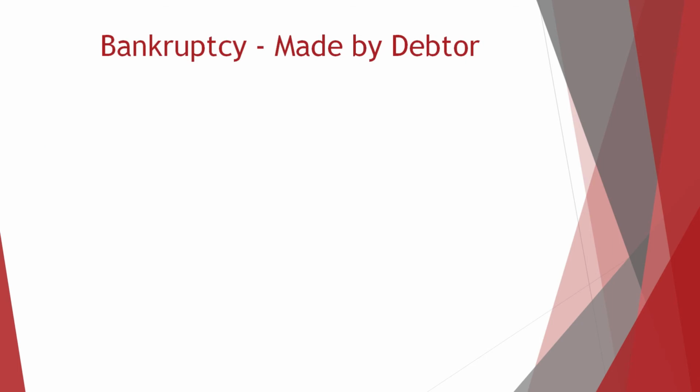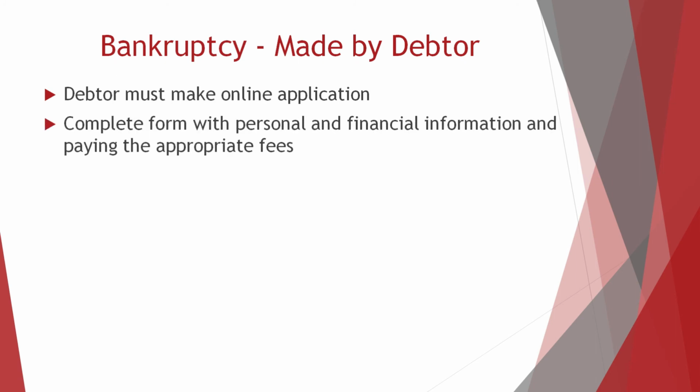Looking at these methods of commencement in turn, if a debtor wishes to declare themselves bankrupt, they must do so by making an online application to the adjudicator. The debtor seeking bankruptcy must complete the form with personal and financial information before paying two fees: for adjudication of their application and a bankruptcy deposit, which is to cover the cost of managing the bankruptcy.